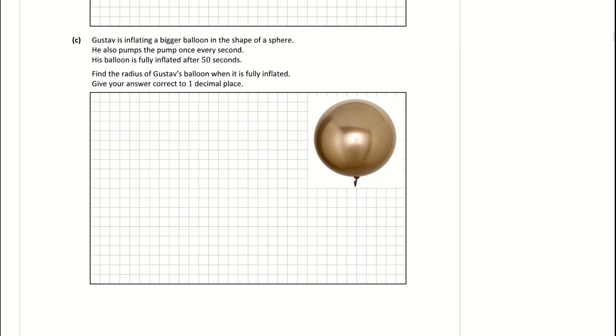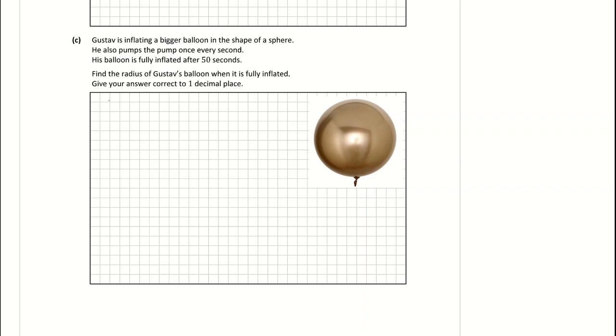And finally, part C, Gustav is inflating a bigger balloon in the shape of a sphere. He also pumps the pump once every second. His balloon is fully inflated after 50 seconds. Find the radius of his balloon to one decimal place.